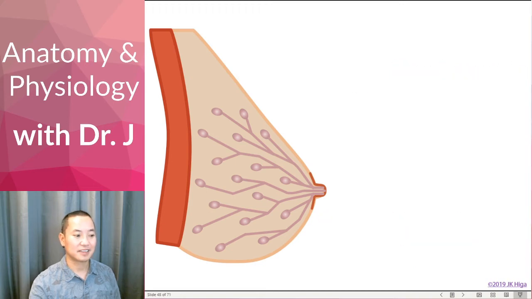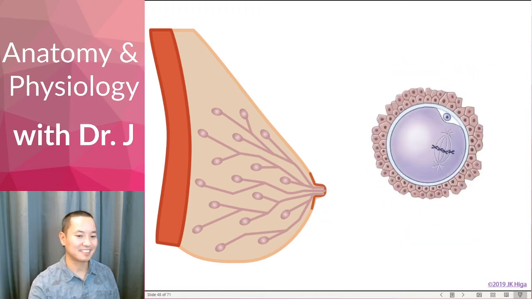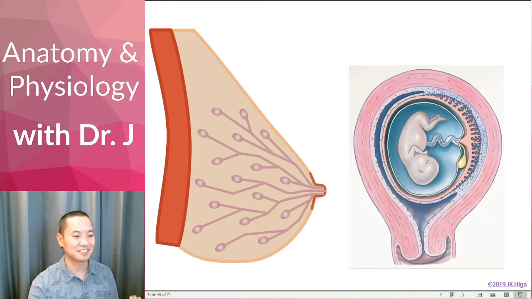So what needs to happen? Well, what do we have here? We have an ovum. And what do we have here? We have a sperm. And then we have fertilization. We have creation of a zygote. And now it eventually develops into embryo, fetus, and now we have it developing.